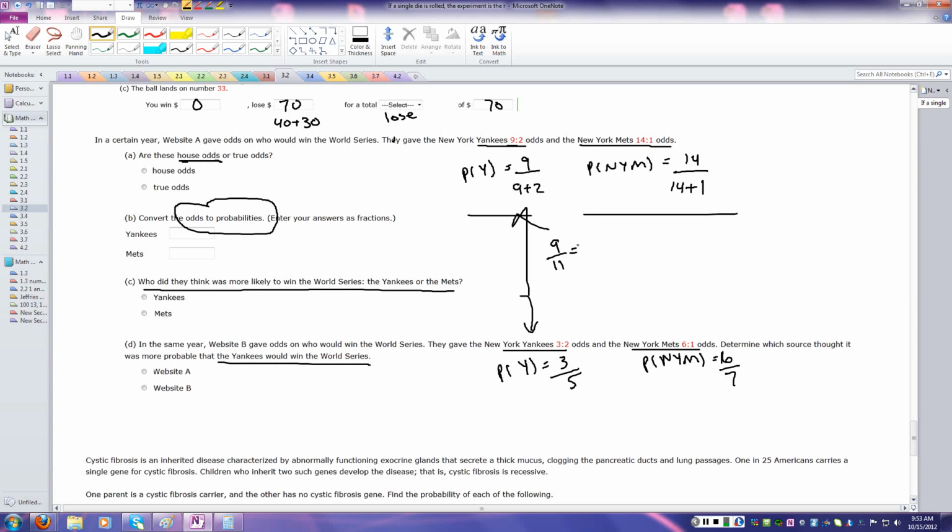So if I plug 9 over 11 in a calculator, I get 0.8181, and if I do 3 over 5, I get 0.6. So website A, in my example, would have a greater probability of winning. So you might want to put it in a calculator and get it in a percentage to compare them, but your WebAssign wants you to enter it as a fraction, so leave it as 9 over 11.